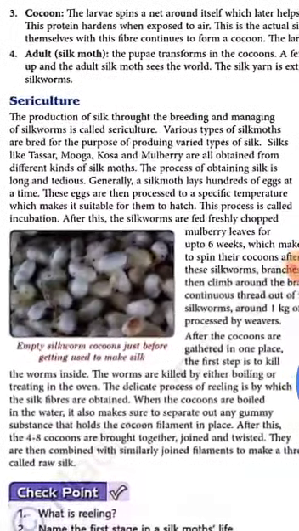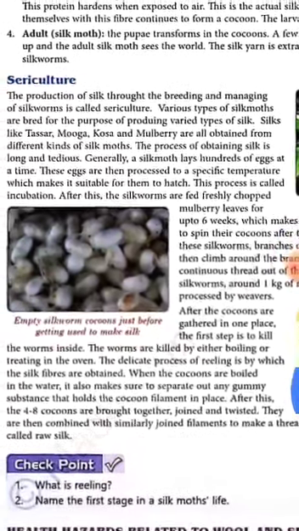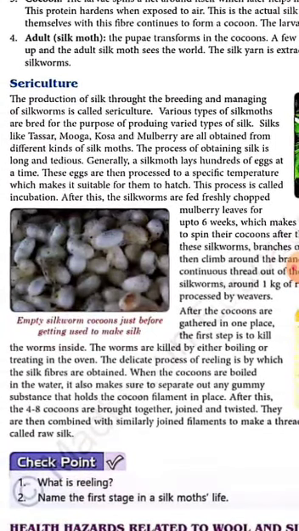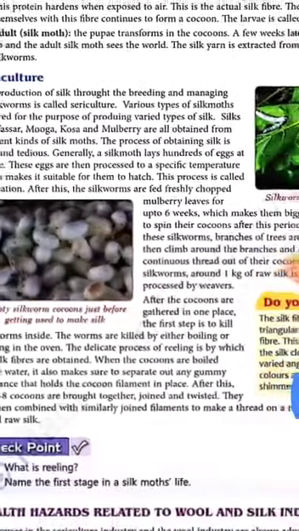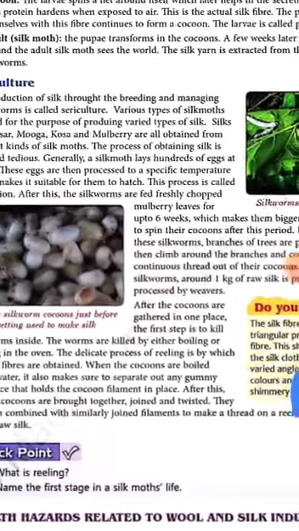The process of obtaining silk is long and tedious. Tedious means very tiring. Generally, a silk moth lays hundreds of eggs at a time. So these eggs are then kept at a specific temperature which makes them suitable for hatching. This process is called incubation. After hatching, the caterpillar comes out. The caterpillars or silkworms are fed with freshly chopped mulberry leaves for 6 weeks or 27 days, which makes them bigger in size, and after that they are ready to spin their cocoons.